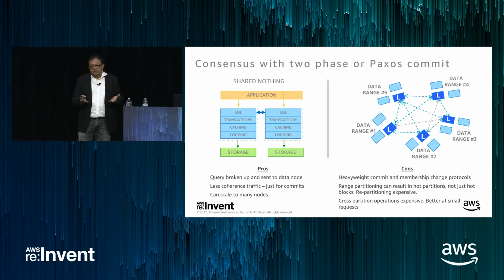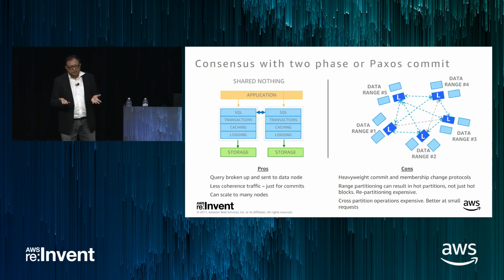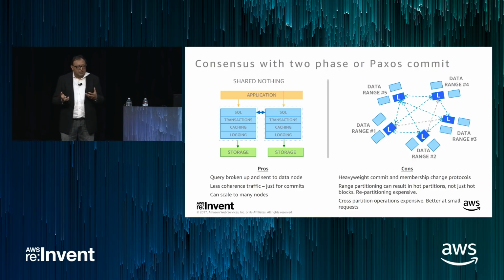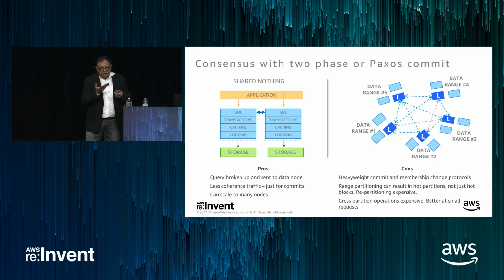Since it's range partitioning, you can easily end up with hot partitions, because it's not just a hot block. Now I'm doing something at a partition level. So let's say I partition the obvious way by date range, because most of my queries were by date. It's very likely that the inserts are all happening into the last partition, right? And cross-partition operations become expensive. So these systems are much better at small requests. You see it very commonly in systems that I would categorize as NoSQL, right? And Cassandra looks a fair bit like this, I would say.